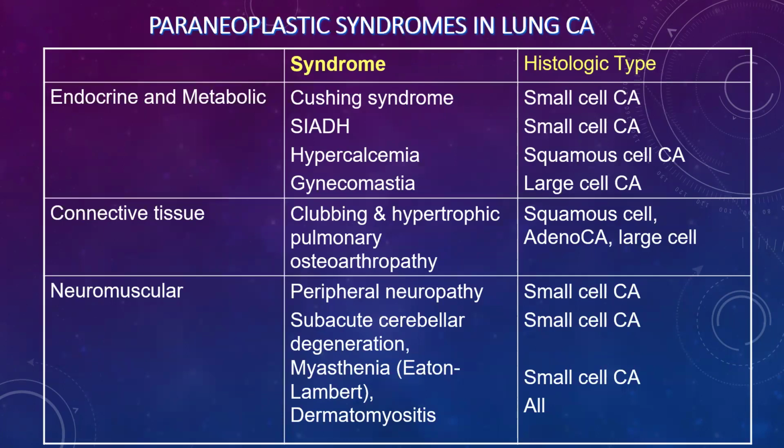Patients can also rarely present with certain syndromes. For example, a patient having small cell CA can actually develop manifestations of Cushing syndrome.